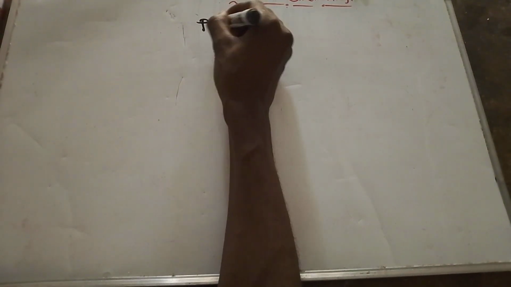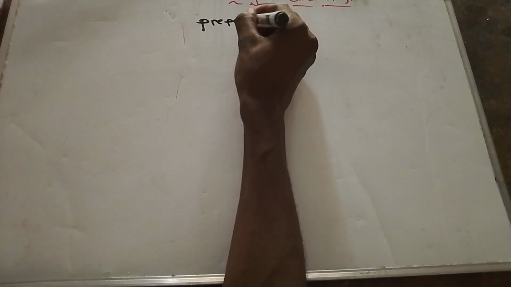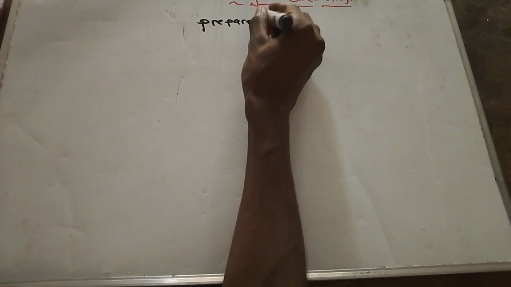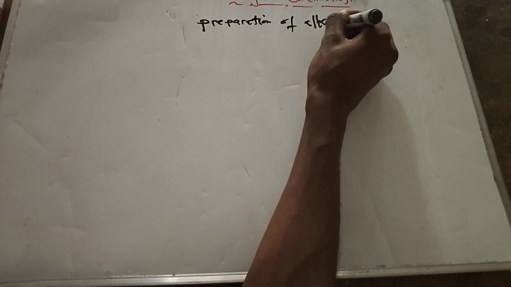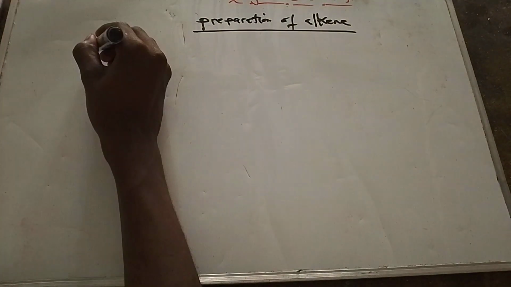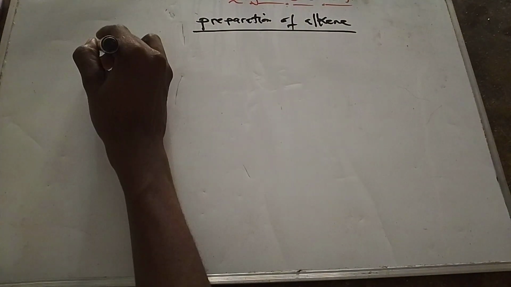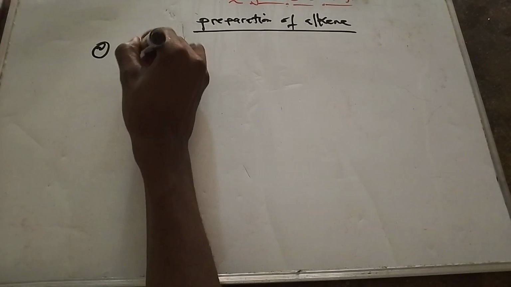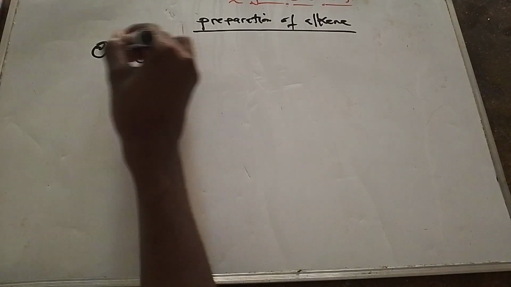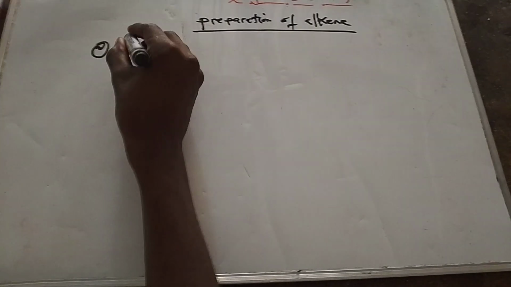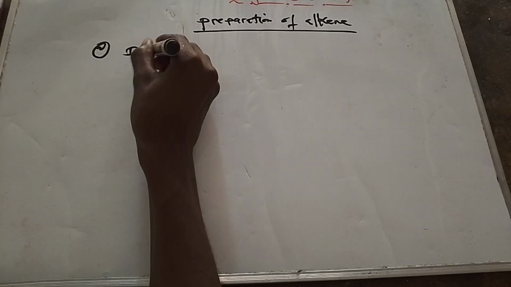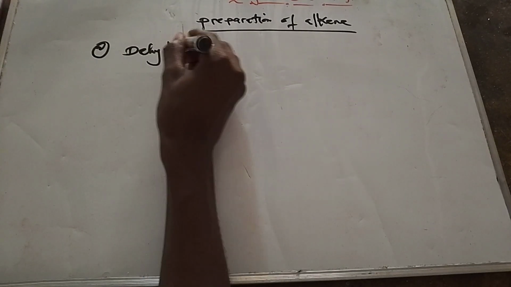Last segment, and their uses, of course. On the preparation of alkenes, this discussion is on organic chemistry. So the two ways. The first way, we'll talk about hydration, not hydration, but dehydration.